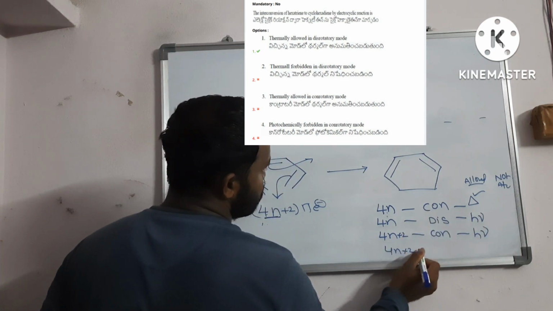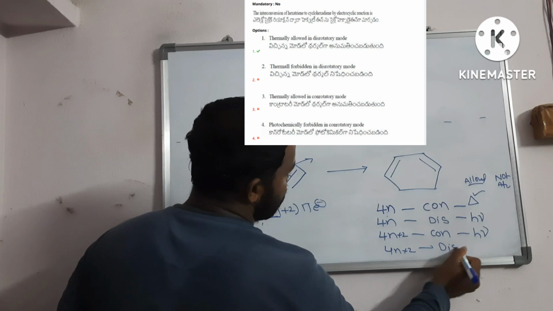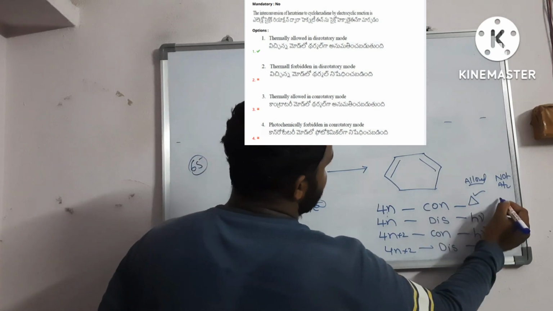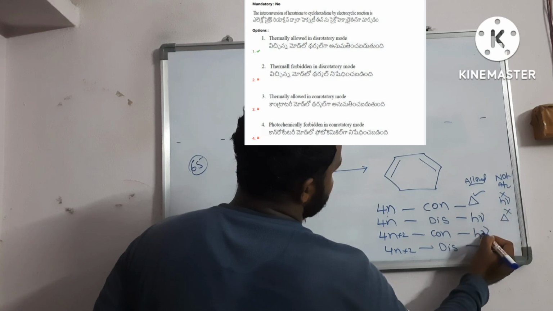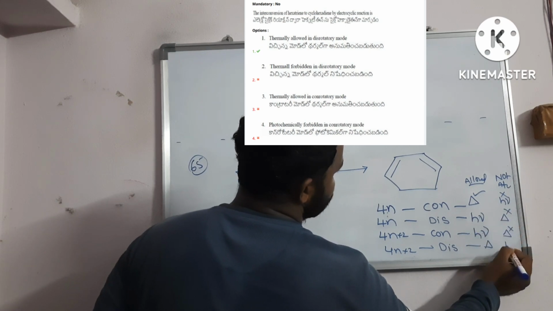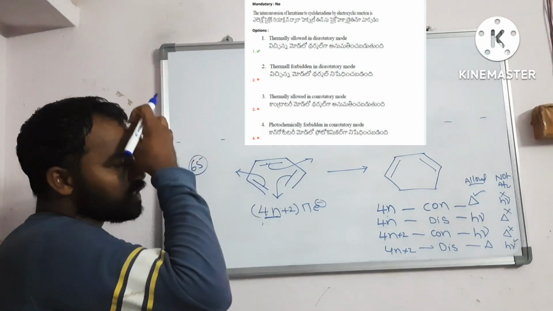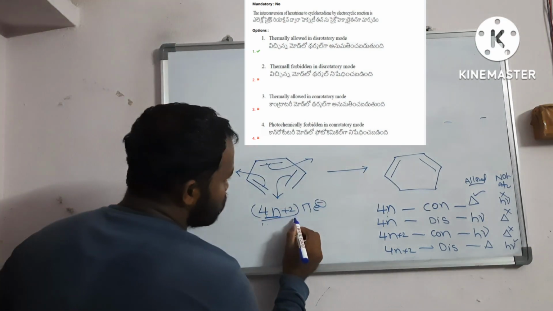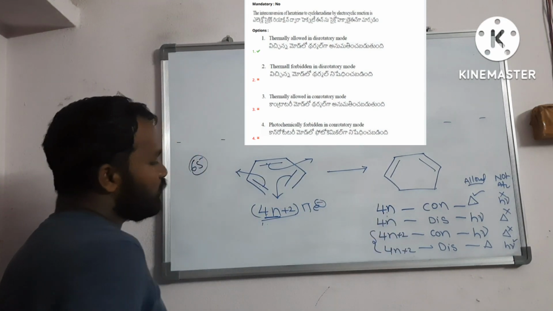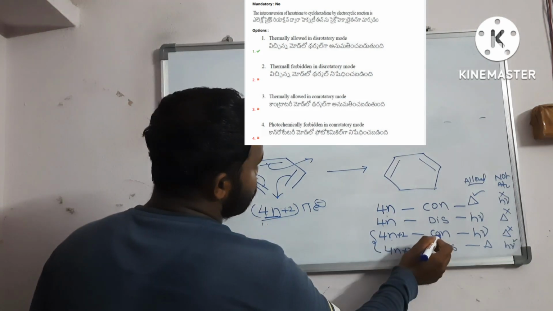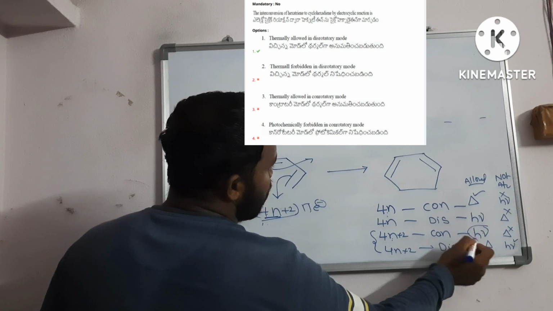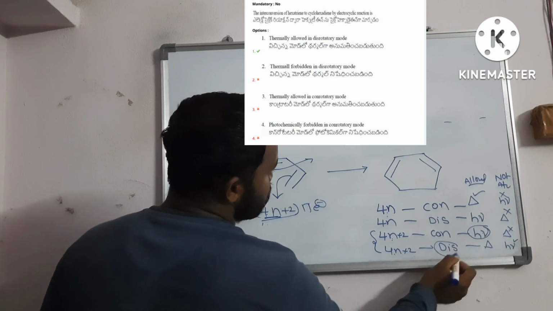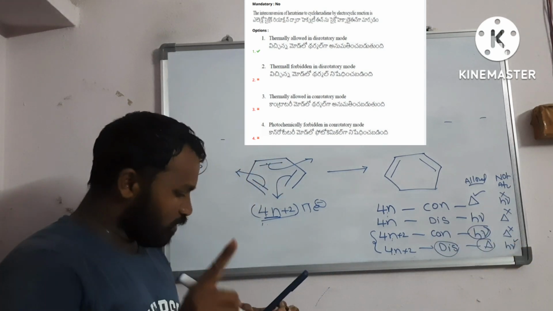4n plus 2 dis rotation is thermally allowed, which means photochemically not allowed. This is thermally not allowed, this is photochemically allowed. Based on this conclusion, this is the 4n plus 2 system, so the option should be here only. For 4n plus 2 con rotation, this is forbidden; 4n plus 2 dis rotation, this is allowed. So we will see the options.